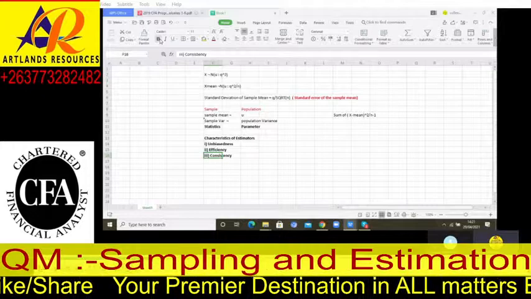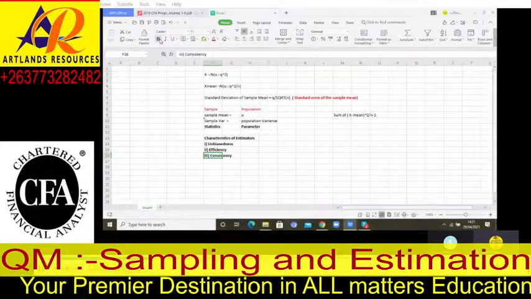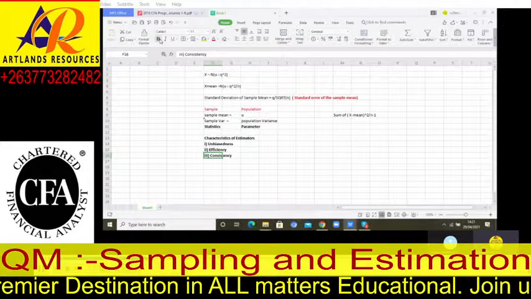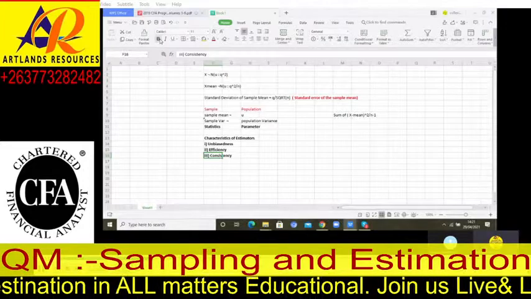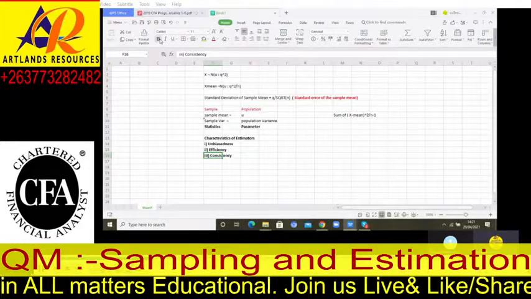That's consistent. Otherwise, if you are increasing sample size and you are diverging away from the population parameter, it means that statistic is not consistent.